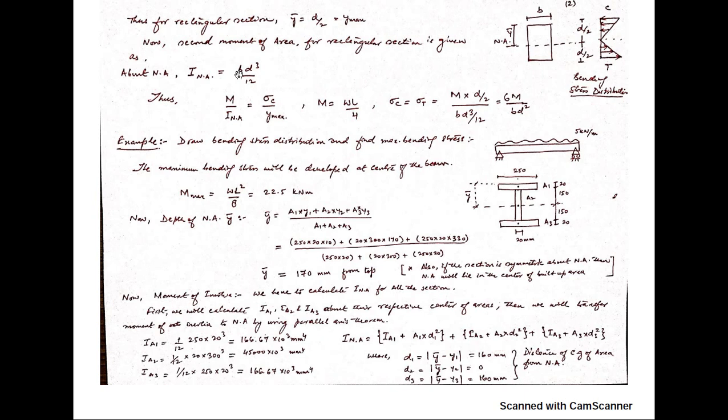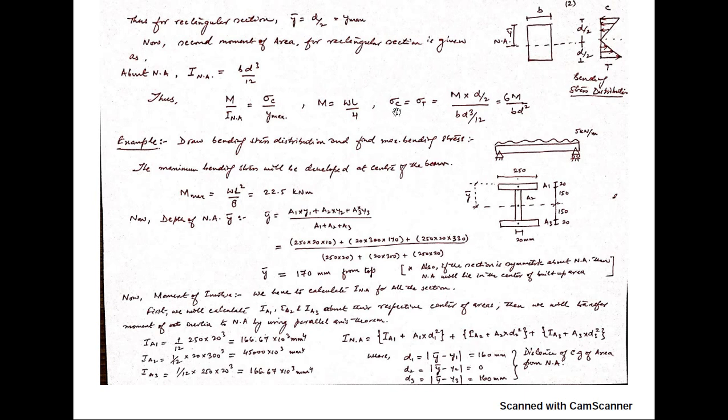So there will be a double integration, and you can see over there and calculate it. So bd cube by 12, and this is the relationship we got over here: M is WL by 4. And what is the maximum value of sigma, the compressive stress and tensile stress? The compressive stress will act at the topmost point and tensile stress will act at the bottommost point, meaning below the neutral axis this is the tension zone, and above the neutral axis this will be the compression zone.